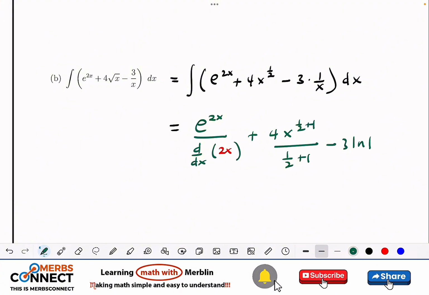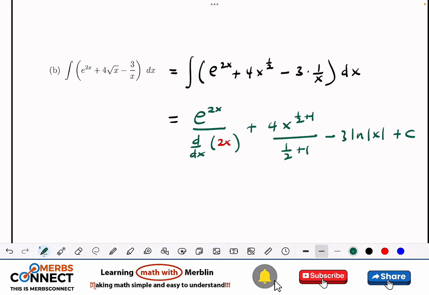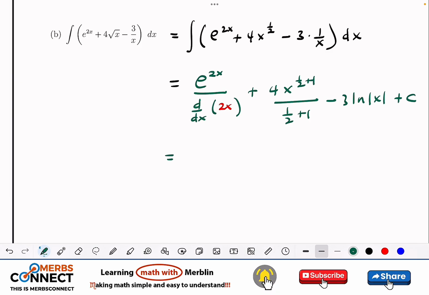Of x. I put the absolute value on it because we don't have the interval, so I don't know whether it's positive or negative. Then since this one is indefinite, I'll add plus c. Then I'll go through the simplification. This is u2. When I differentiate 2x, I get 2 plus, this is going to be 4x to the power half plus 1, which is 3 on 2, divided by 3 on 2, minus 3 natural log of x plus c.